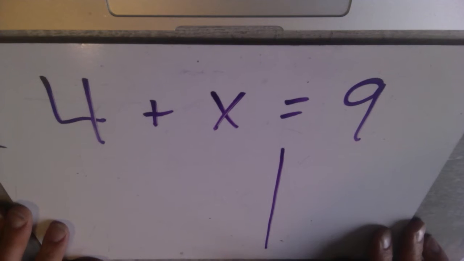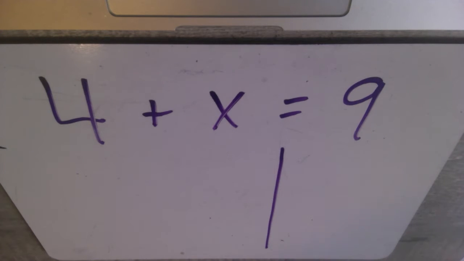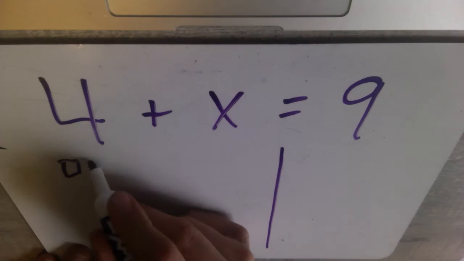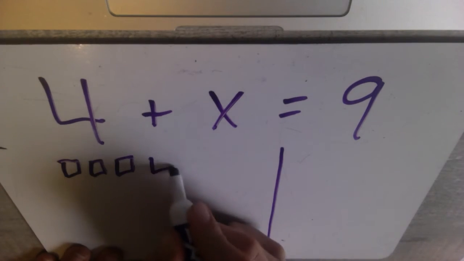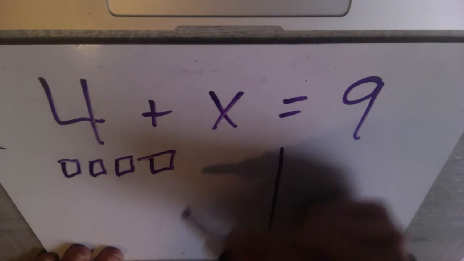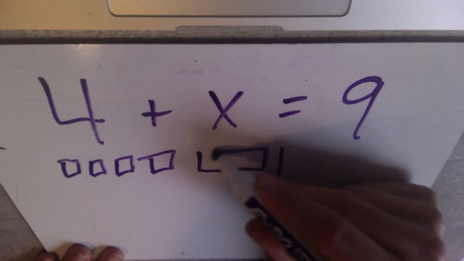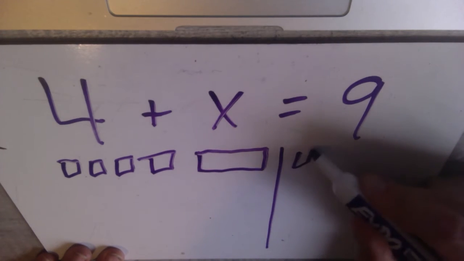So next one. 4 plus x equals 9. Draw what you have out on the left side first. We have 4, so 1, 2, 3, 4 tiles, and 1 variable, so a rectangle. On this side, we have 9 tiles.